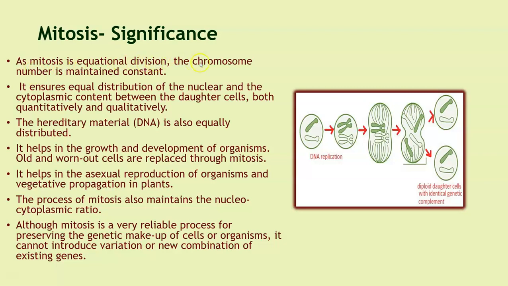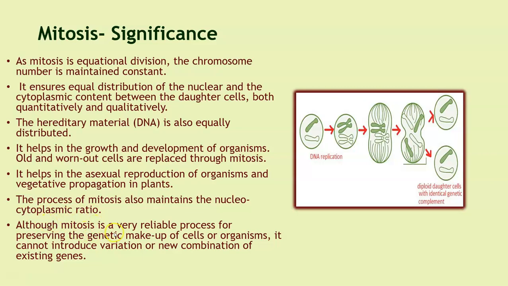Let us have a look at the significance of mitosis. As mitosis is equational division, the chromosome number is maintained constant. It ensures equal distribution of the nuclear and the cytoplasmic content between the daughter cells, both quantitatively and qualitatively. The hereditary material DNA is also equally distributed. It helps in the growth and development of organisms. Old and worn out cells are replaced through mitosis. It helps in the asexual reproduction of organisms and vegetative propagation in plants.